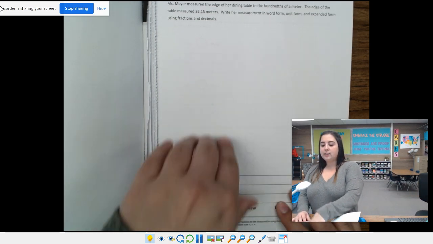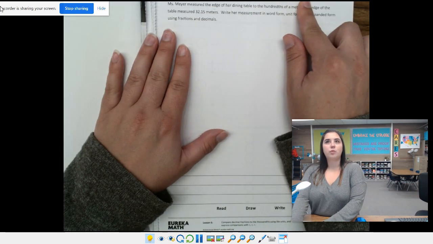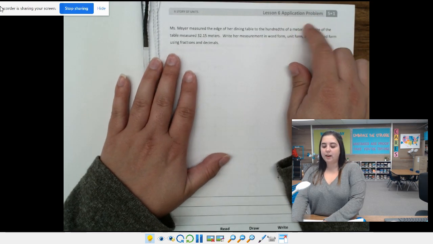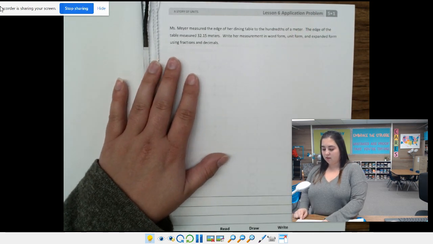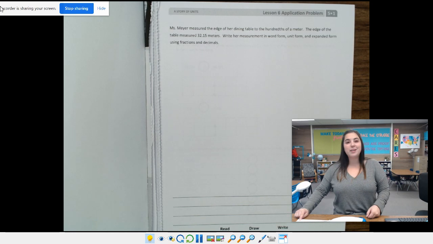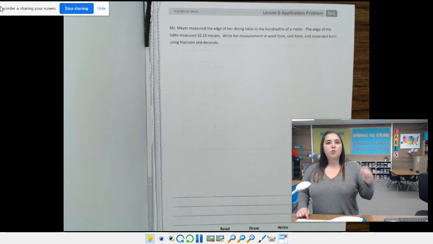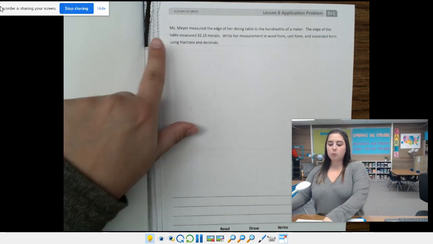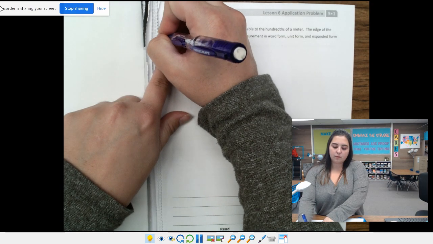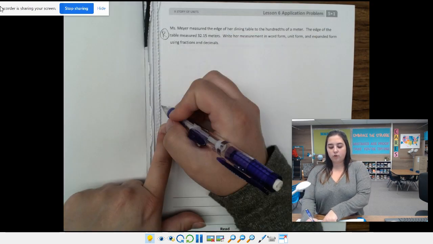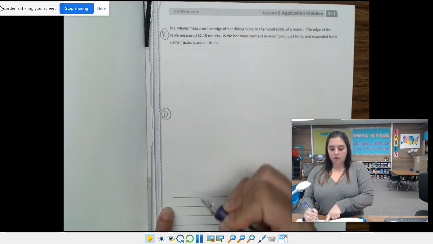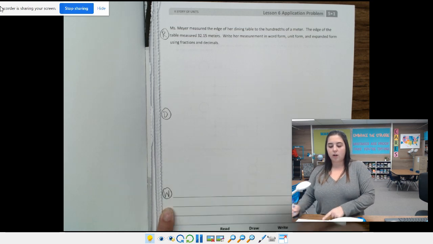All right, we are getting started on lesson 6 application problem. You'll know it's that because you'll read it up at the top. And for me, and hopefully for you also, it's on page 41. So remember, we're going to do 3 steps. First we read, then we draw, then we write. Read, draw, write.